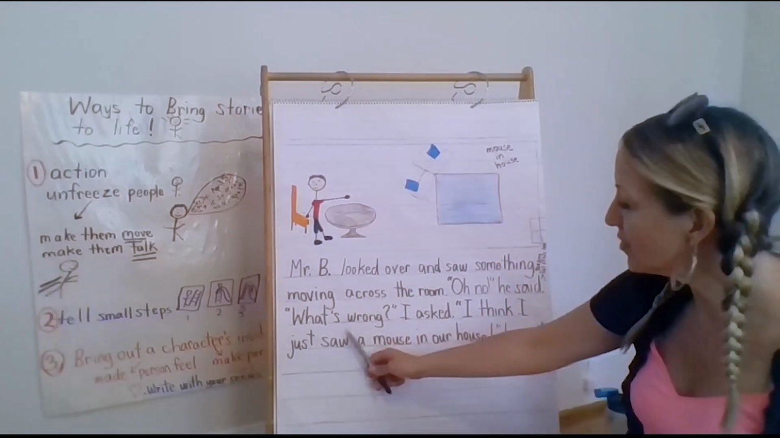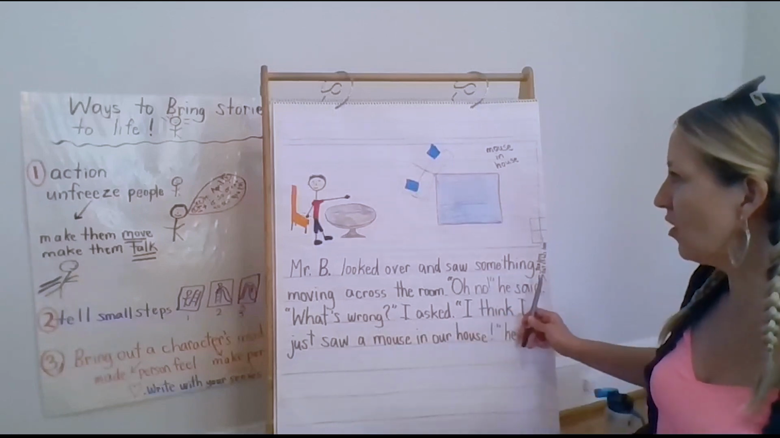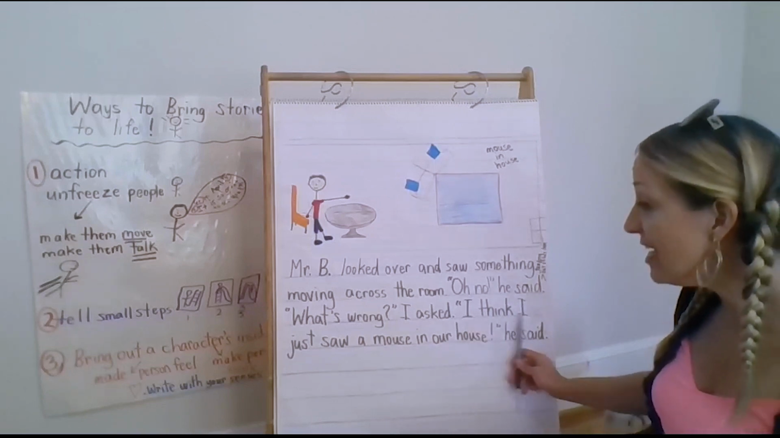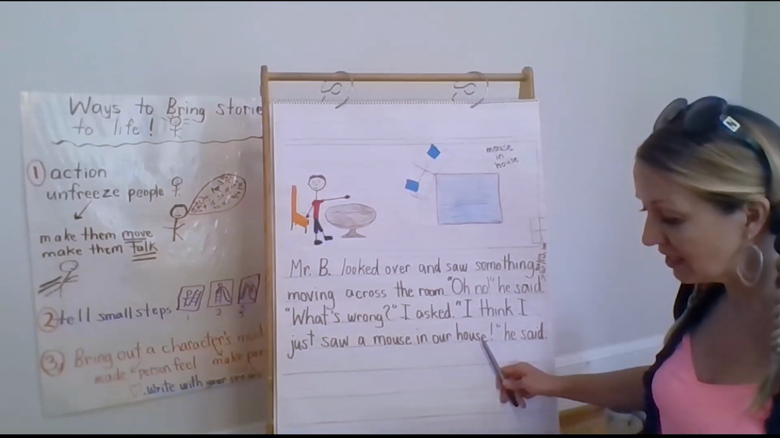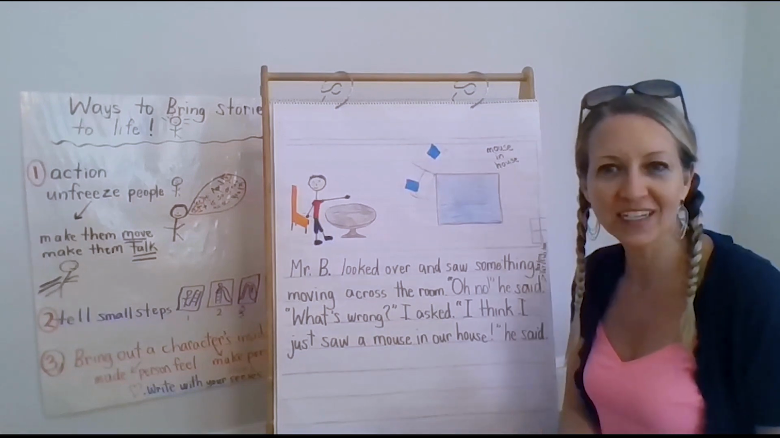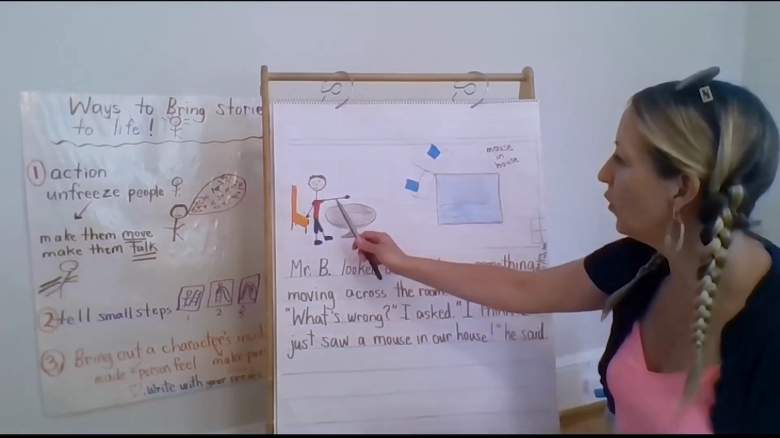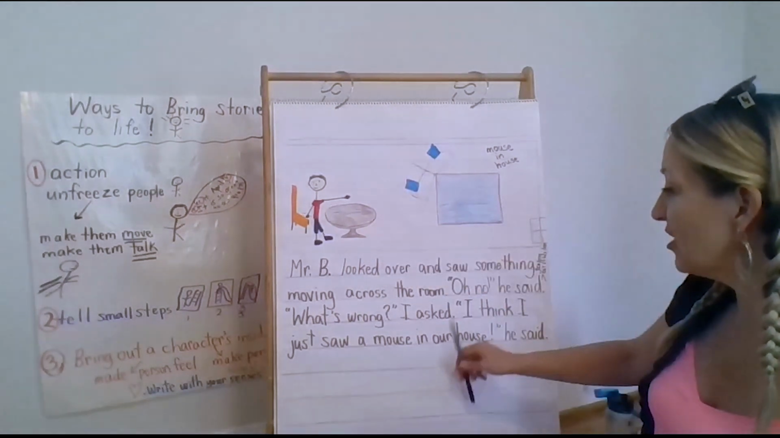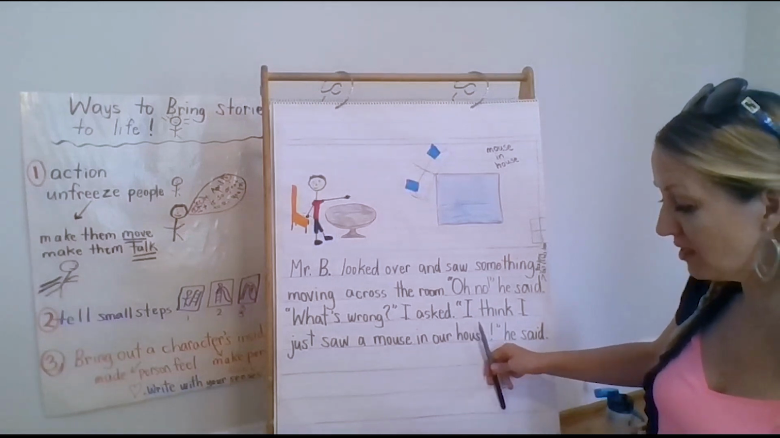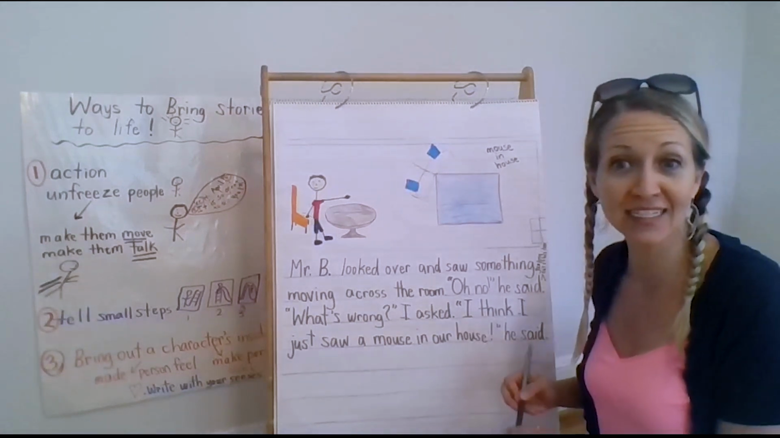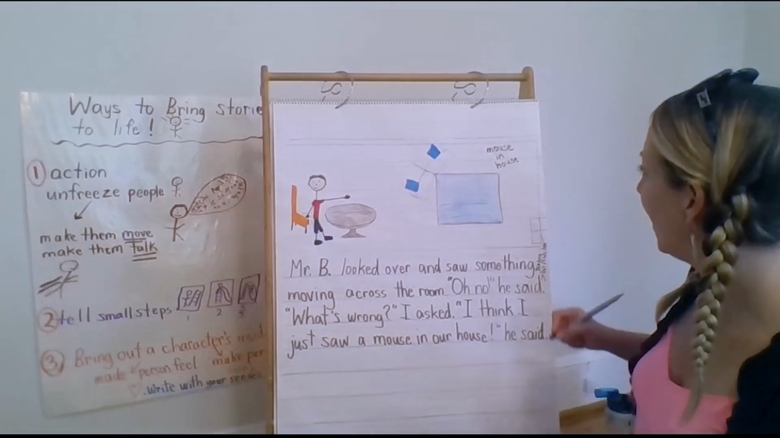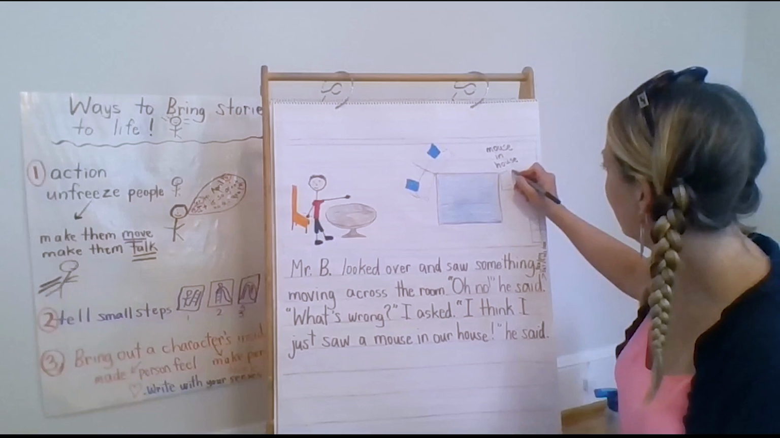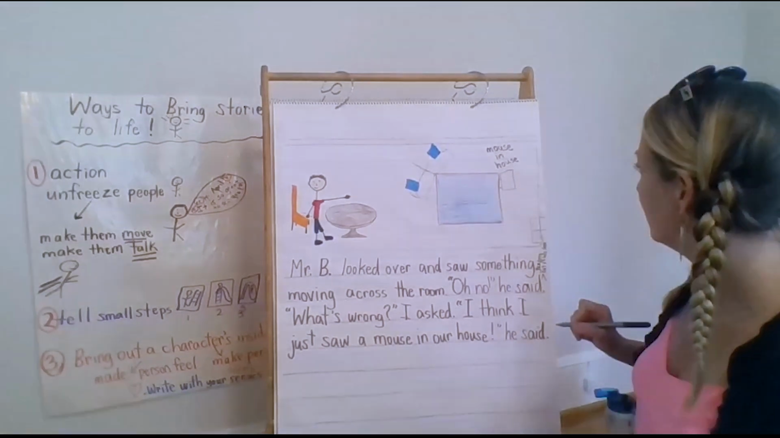Let's continue. "What's wrong?" I asked, right? I just saw Mr. B jump out of his chair and say, "Oh no, I think I just saw a mouse in our house," he said. And where did he see that mouse? He was pointing across the room. So I think I just saw a mouse in our house, and it just ran behind the television. So I didn't actually add the television into my illustration. It's never too late. I can add it right here on its little stand.